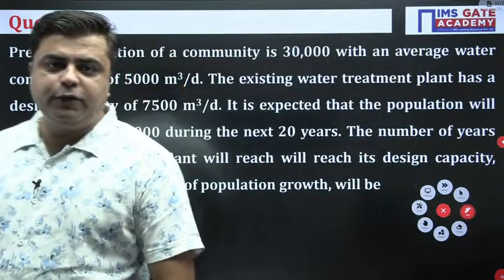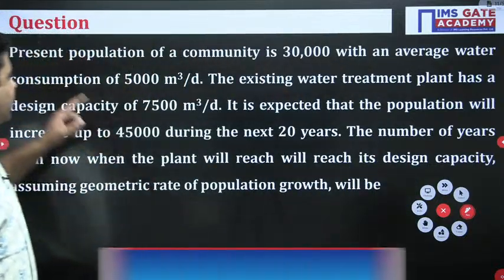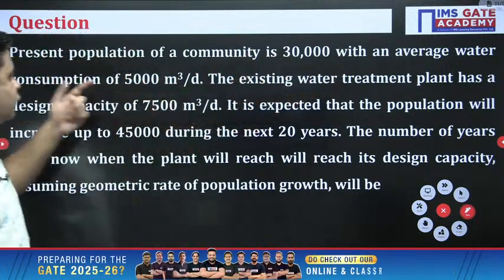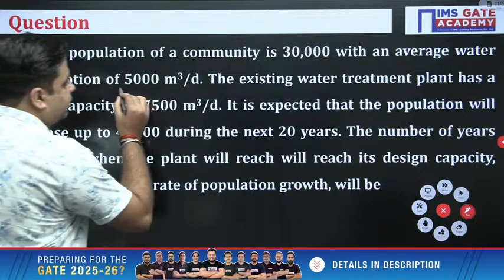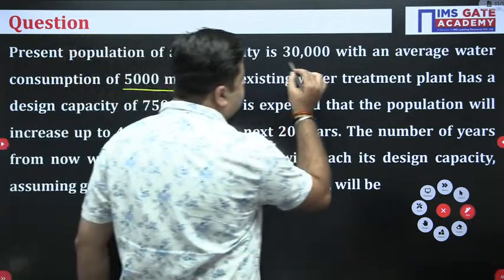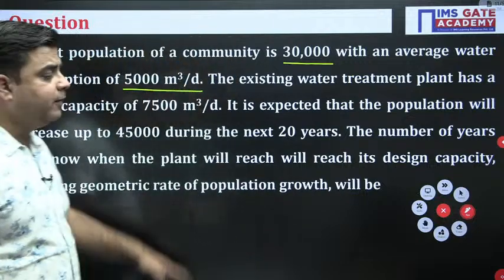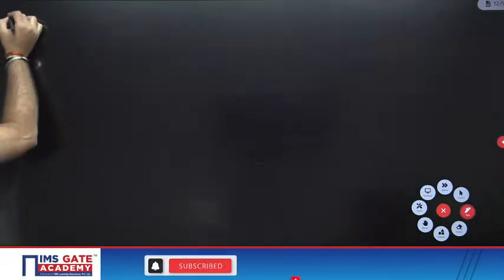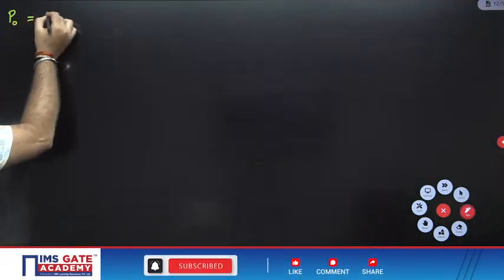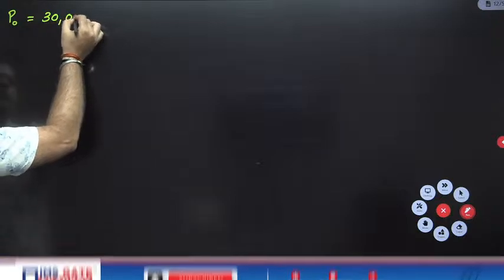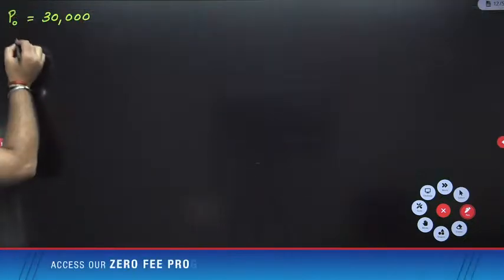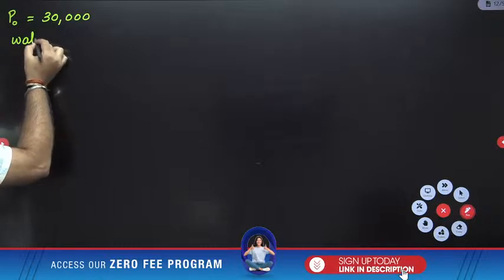If you observe this question carefully, you will realize that the present population of the community is 30,000 with an average water consumption of 5,000 meter cube per day. It means 30,000 of population is consuming 5,000 meter cube per day of water. So I will write down the present population P naught is 30,000. This 30,000 of population is consuming 5,000 meter cube per day. So water demand for this is 5,000 meter cube per day.